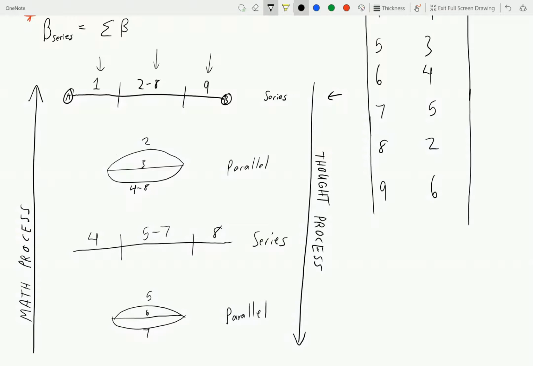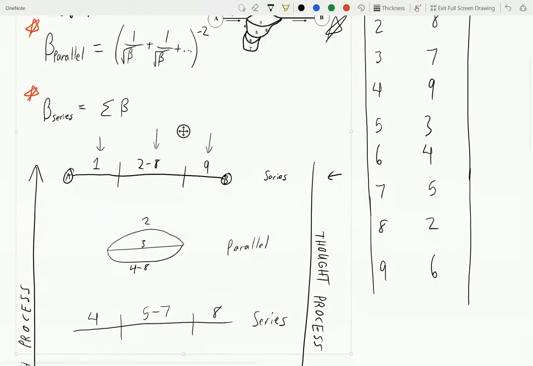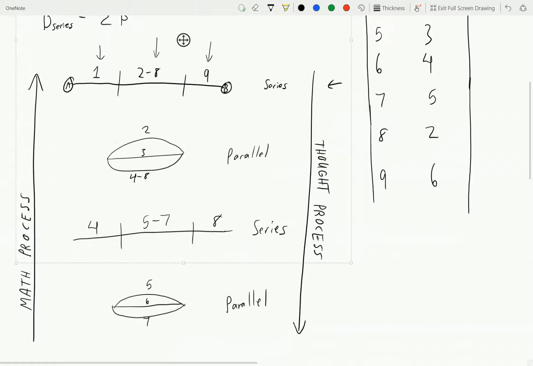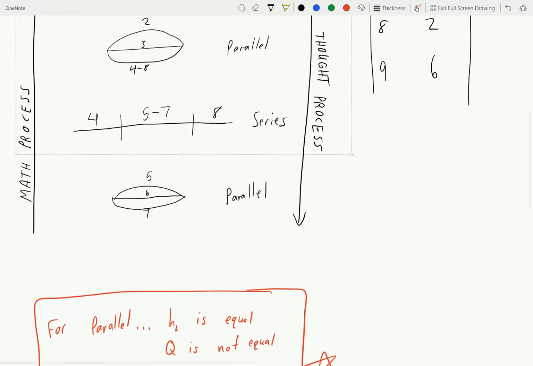Next we have this 2 through 8 thing. It goes through 2, 3, and then 4 through 8 in parallel. Again, this first part is in series. The third part, we're trying to figure out what's going on between 4 and 8, and we have 4, 5 through 7, and then 8. And finally, 5 through 7 is this thing here at the bottom.